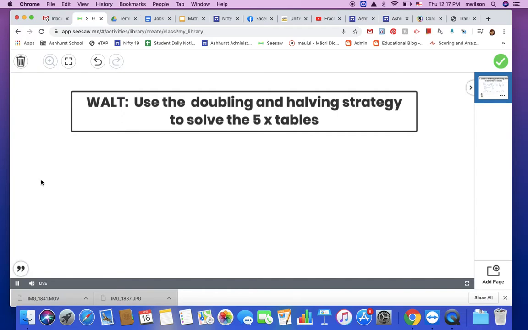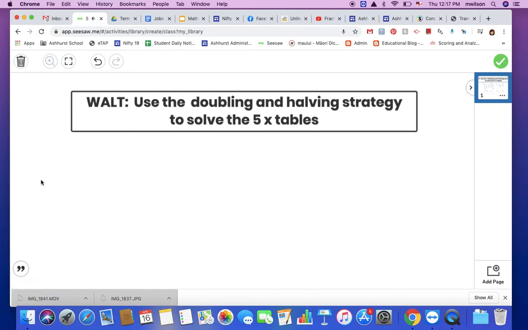Kids, I'm going to show you today how we can use doubling and halving as a strategy to help us solve the 5 times tables. Now, let's have a think about the 10 times tables for a start.